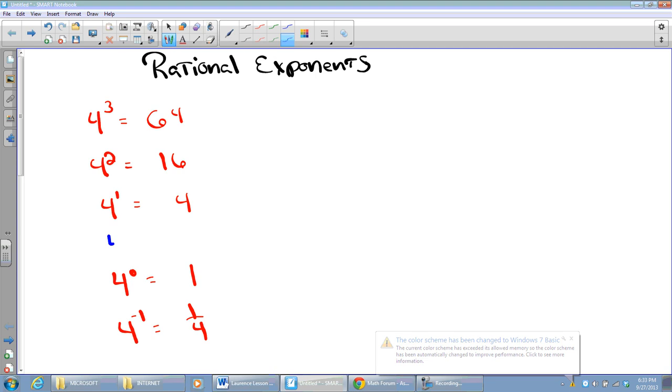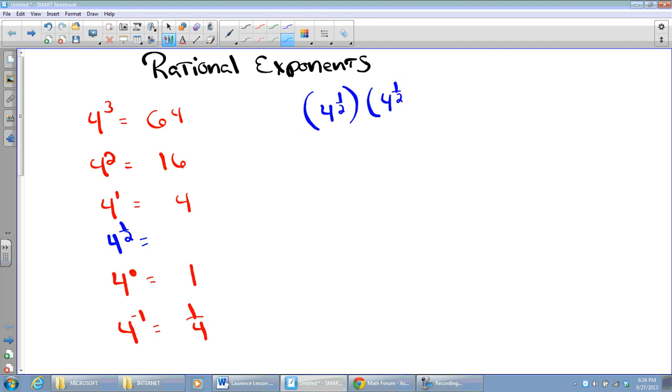What do you suppose 4 to the 1/2 power is? Now, before you just start guessing randomly, let's ask ourselves, if I took 4 to the 1/2 and multiplied it by 4 to the 1/2, in other words, I multiply it by myself, wouldn't that be the same as 4 to the 1/2 plus 1/2, or better yet, 4 to the first power? Because when the bases are the same in multiplication, I add the exponents, right? So I've got 4 to the 1/2 times itself. In other words, 4 to the first, of course, equals 4.